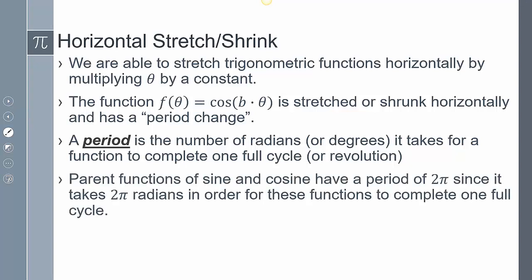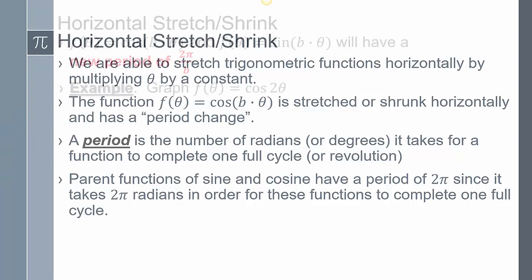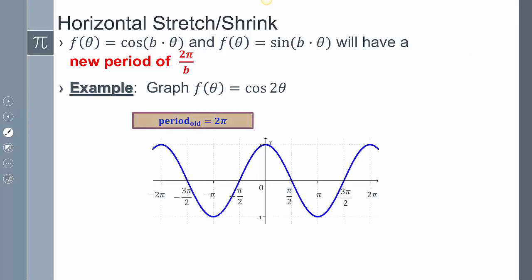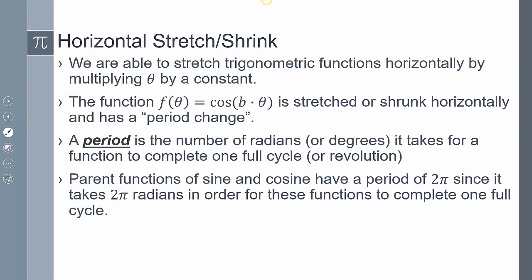Since parent functions sine and cosine have a natural period of 2 pi, looking at the parent function for cosine, if this is where it started, it went all the way to 2 pi before it started repeating itself. That was the old period. So just know that sine and cosine have that original period of 2 pi.